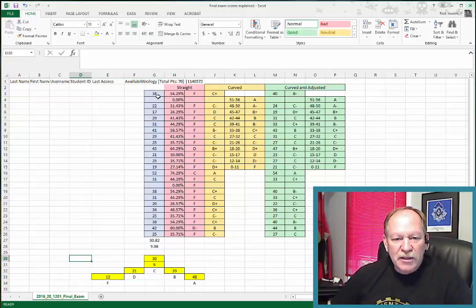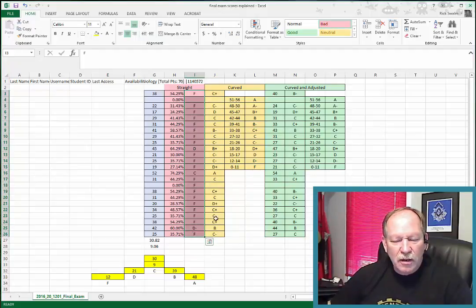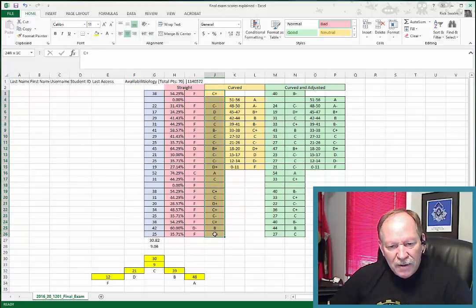So what happens is this 38 goes from an F to a C plus. This 17 goes from an F to a D. This 45 goes from a D to a B plus. And so these grades, if I curve them, would be supplanted by these grades. I'm sorry, that's the other way around. These grades off straight percentage are supplanted by these grades, which are curved.